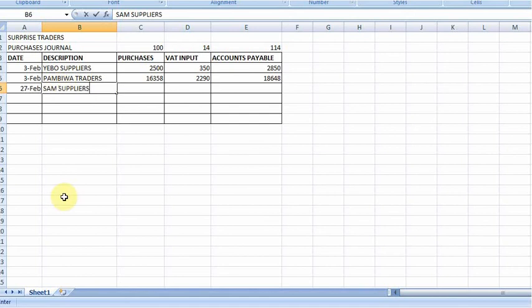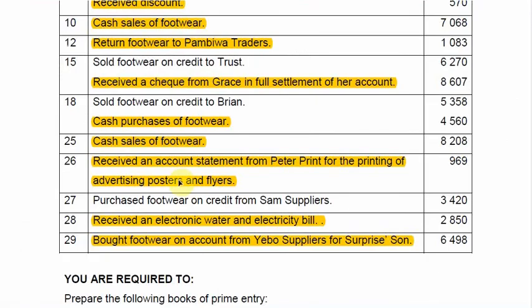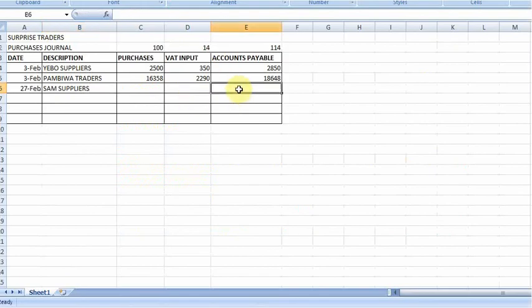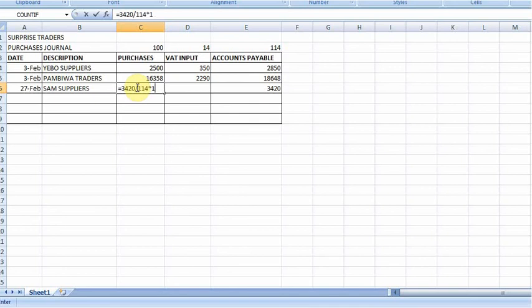And the value including VAT was given to me as 3420, so I'm going to put it as the accounts payable, 3420. The purchase will be 100%, so that's the 3420 divided by 114 times 100. And for the VAT value, it's 3420 divided by 114 times 14. Alright, that would then be my purchases journal.